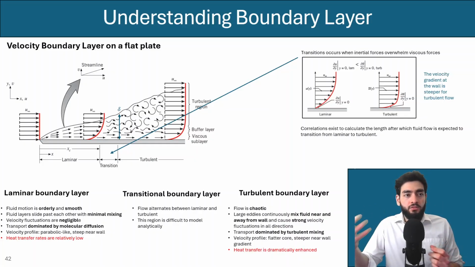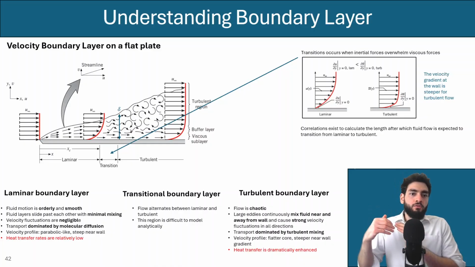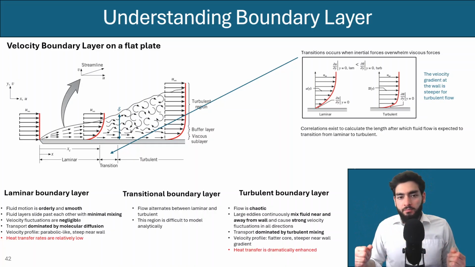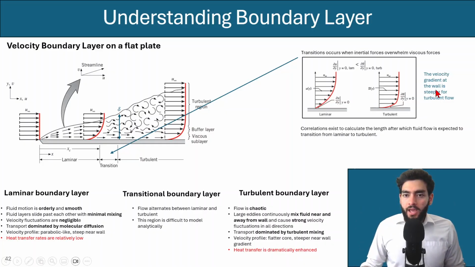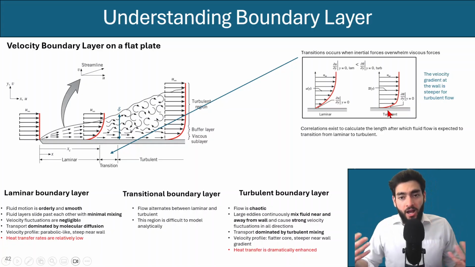And we're going to look into Reynolds number further on in this section. But for those of you that know what Reynolds number is and are aware of that, you remember that after some Reynolds number, the higher you go, the more turbulent the fluid becomes. And that's because the inertial forces overwhelm the viscous forces. And so here, the velocity gradient at the wall is steeper for turbulent flow. And so you might actually expect to have higher shear stresses because of that.